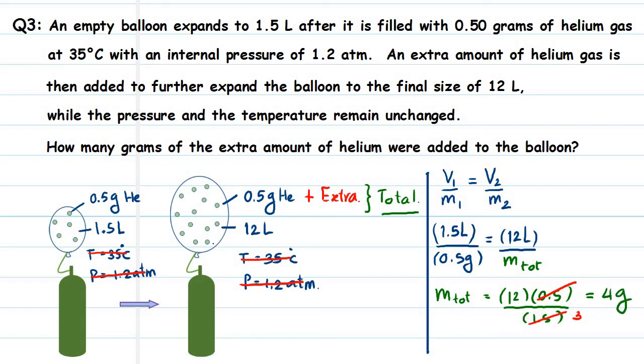But they ask about M extra here, the extra amount. So let's put it here. So M extra gonna be equal to the 4 grams minus 0.5 gram that we have earlier, and it's gonna be 3.5 grams, and that is the answer. So if you practice a little bit more, you should be more comfortable with ideal gas law and its applications.